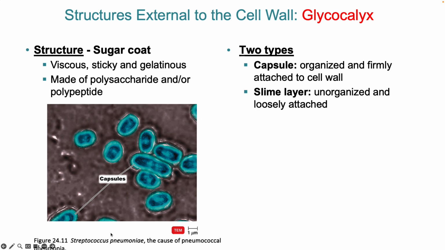And this image here is of a bacterium called Streptococcus pneumoniae, which causes pneumococcal pneumonia. There are some strains of this bacteria that produce a capsule and some that don't. The ones that do produce a capsule cause a really robust infection in people. The ones that don't produce a capsule don't. So it can be very important for a cell to make it.